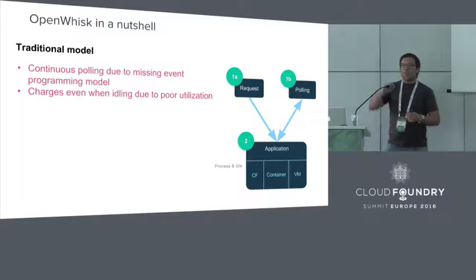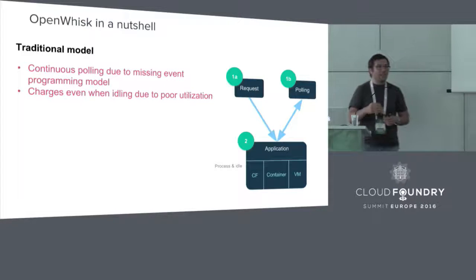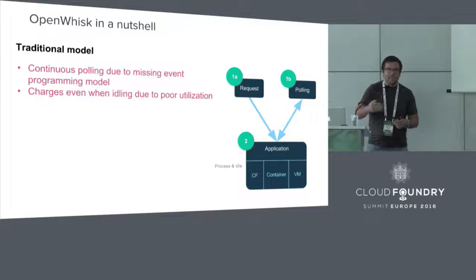But then, due to the absence of a real event programming model where the service itself can tell you that something has changed, you would have to do something like polling. You would have to ask the application over and over again, hey, has something changed? And of course, this is from a utilization perspective very poor, because the application is very often waiting for the next request to come in. But at the same point in time, the underlying VM, for example, is still up and running. So you have to pay for all that.